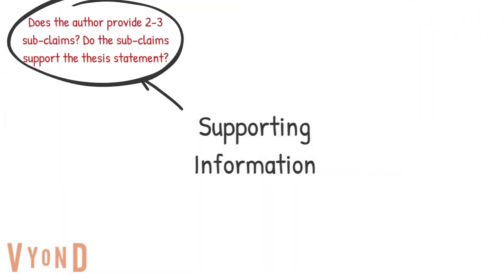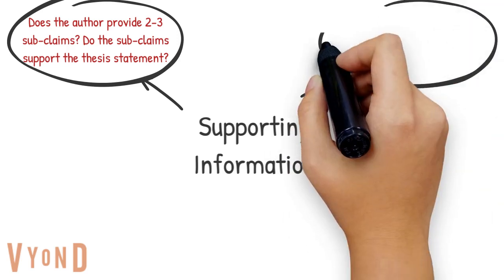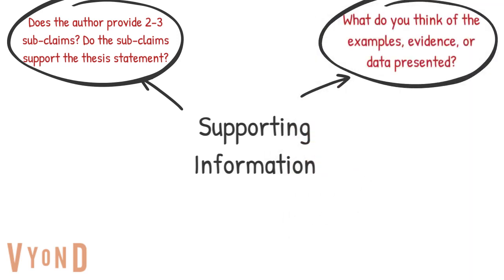When looking at the supporting information, we're asking, does the author provide 2 to 3 subclaims? And do the subclaims support the thesis statement? What are the claims? Are the claims easily identified? And if not, what could the author add? What do you think of the examples, evidence, or data presented? Can you see how they relate to the argument? Is the author presenting facts or opinions? And how are they used? Is there any more information that needs to be provided before the conclusion can be accepted?